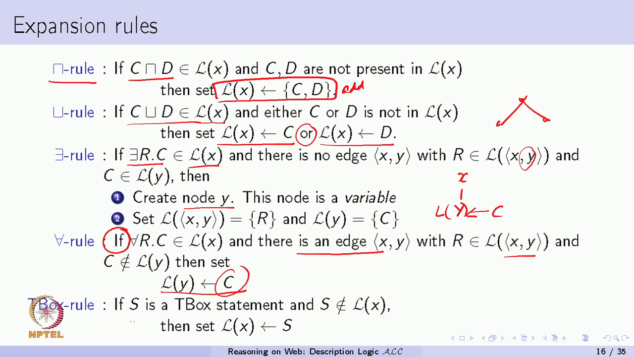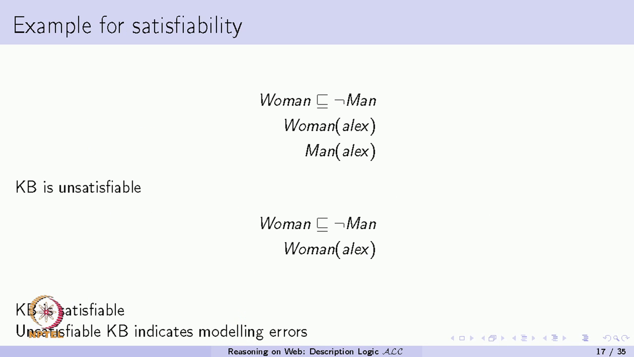And then there is a TBox rule which says that if there is any TBox statement, you can apply it to any individual in the knowledge base that you are talking about. So, if there is any statement S, then you can add it for any label in the whole thing.